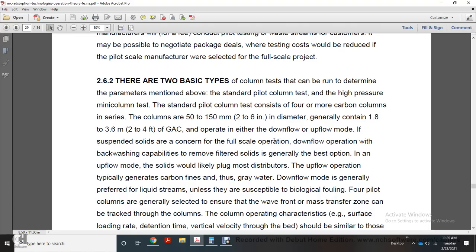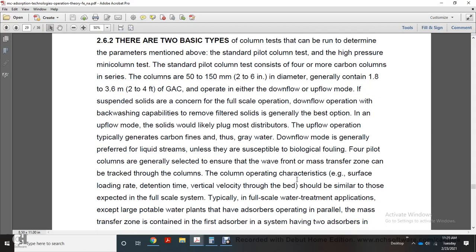If suspended solids are a concern with a full-scale operation, downflow operation with a backwash capability to remove filtered solids is generally the best option. In upflow, the solids are likely to plug. Most distributors' upflow operation typically generates carbon fines and thus greater water loss. Downflow mode is generally preferred for liquid streams, unless suspected with biological fouling.